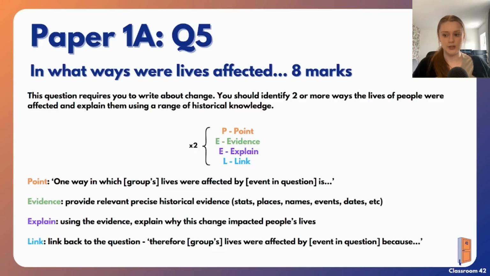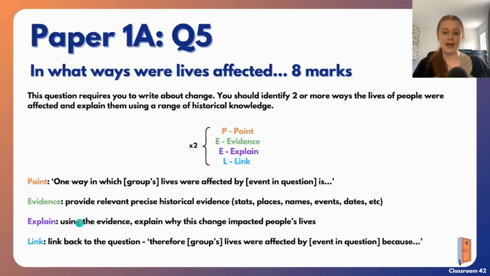of historical knowledge. So for this question, I would suggest doing 2 PEEL paragraphs to make sure that you hit all of the mark scheme criteria. And to do this, you just need to do your point. So for example, one way in which the group's lives were affected by the event in the question is, and state your point. Then you need to provide your evidence, so providing relevant and precise historical evidence. So as always, stats, places, names, events, dates, all of that kind of good stuff.